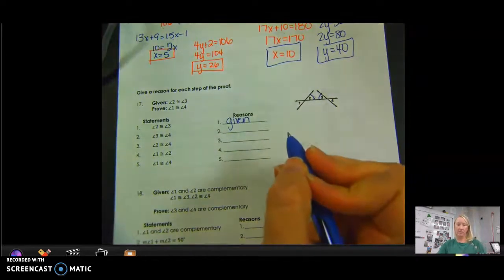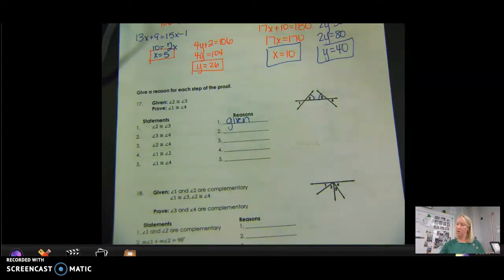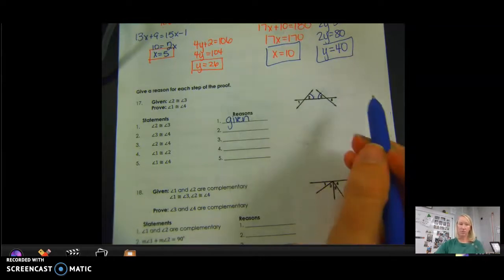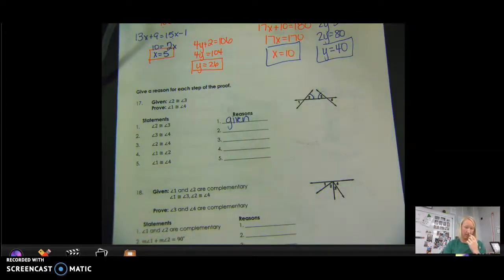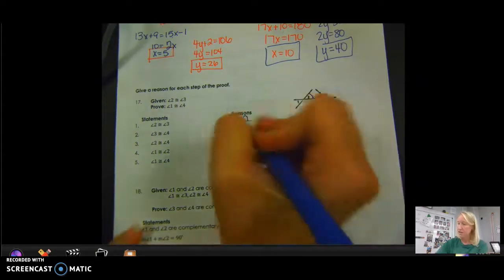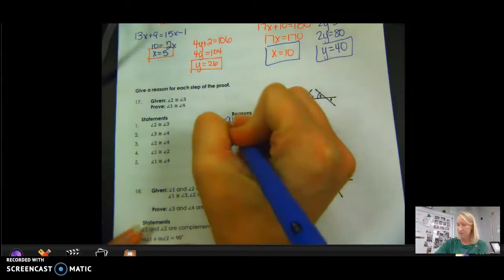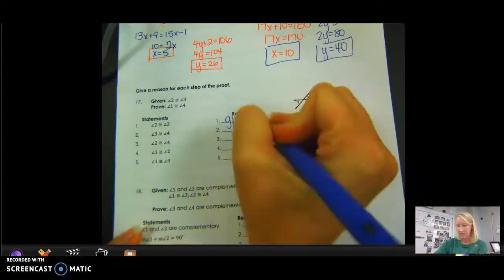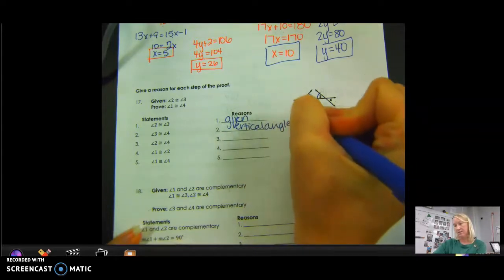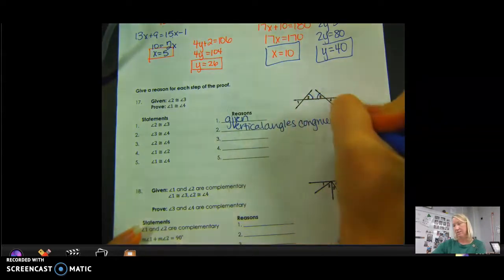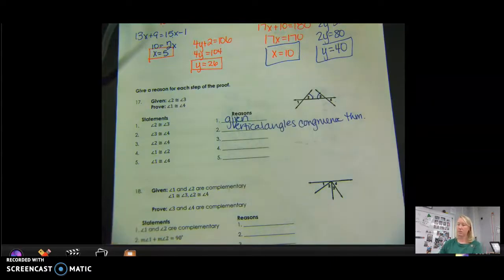So looking at my reasons sheet, what makes 3 congruent to 4? Well, those are vertical angles, so I'm going to see if there's anything on here that's vertical angles, and there is towards the bottom. Second from the bottom, it says if A and B are opposites of each other and formed by two intersecting lines, then A is congruent to B. So that's what that one would be. It'd be vertical angles congruence theorem. Shorthand for theorem is THM.